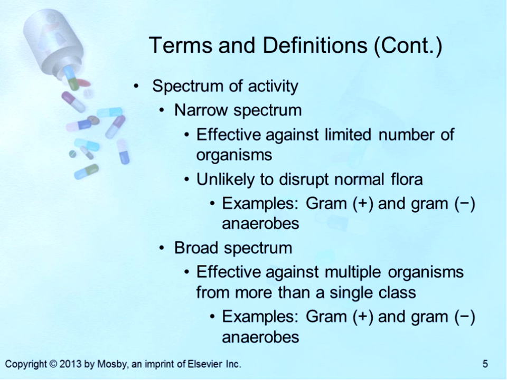They are either narrow or broad spectrum. Narrow spectrum are effective against a limited number of organisms, unlikely to disrupt normal flora. Examples of these are gram-positive and gram-negative anaerobes. There's a limited number of organisms; the drug has a very narrow spectrum of what it is effective against. Whereas broad spectrum antibiotics are effective against multiple organisms from more than a single class, gram-positive and gram-negative anaerobes.